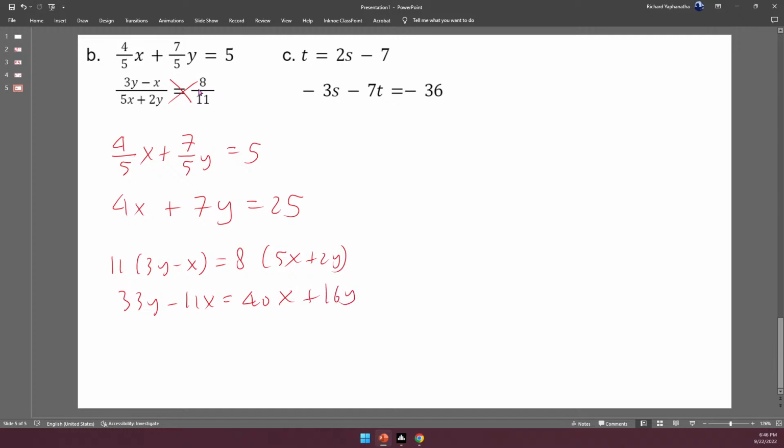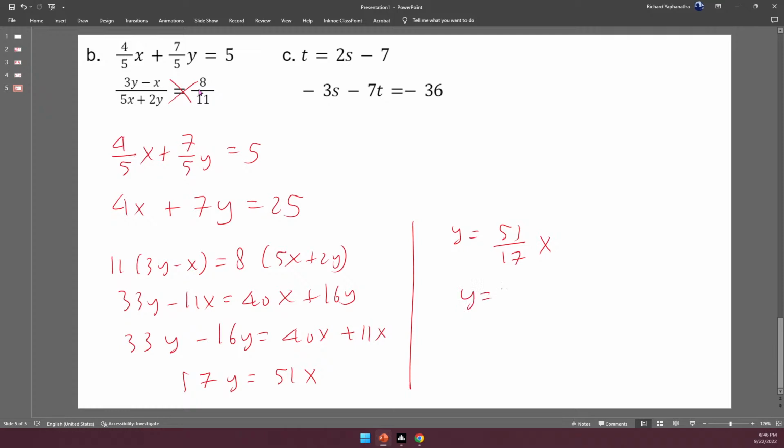And after that, we will move the same ones, for example y to the left, while x to the right, like this. It looks a little messy. It will be 17y here, while we will have 51x here. If we want to tidy it up, sorry, come again, y is 51 over 17x. Wow, it is 3x. So this is the second equation, while we have the first equation.